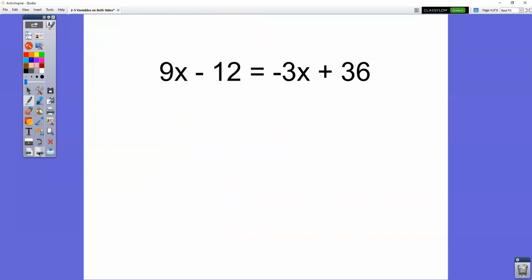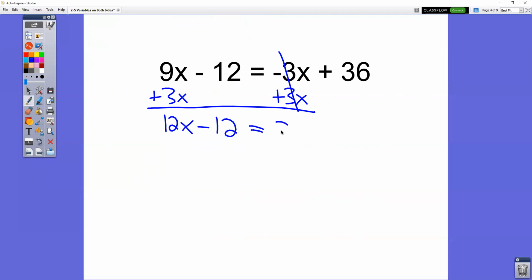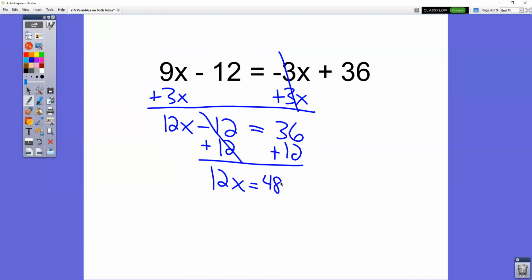However, in this one, I want to try and get rid of this negative 3x. I'm going to get rid of the negative 3x by adding 3x to both sides. That way, those 3x's cancel out or zero out. 9x plus 3x is 12x. Bring down your minus 12, bring down your equal sign, bring down your 36. Now you just have a two-step equation. Plus 12, plus 12. So 12x equals 48. Divide by 12, divide by 12. x equals 4.